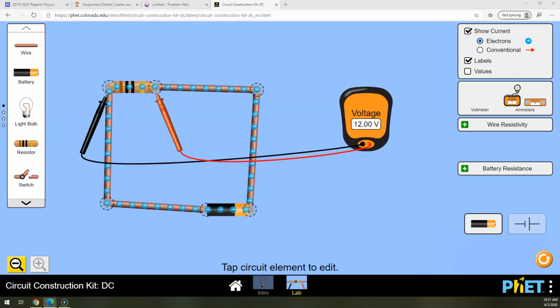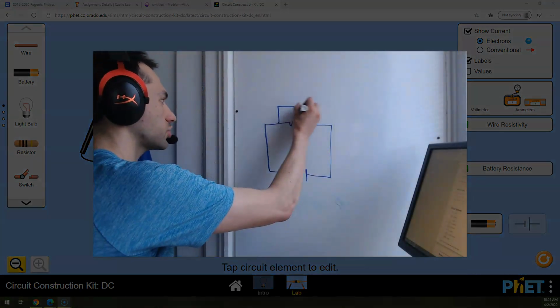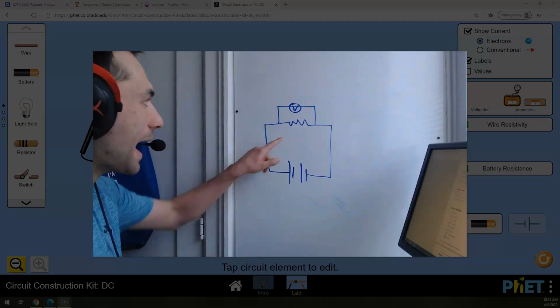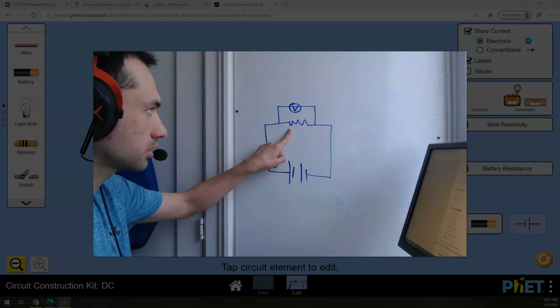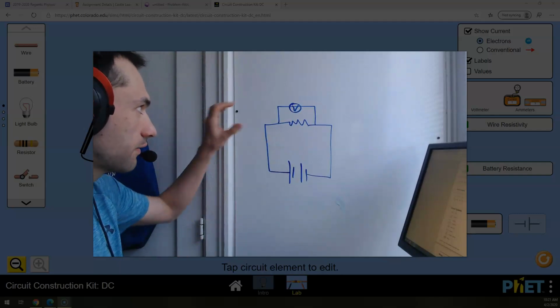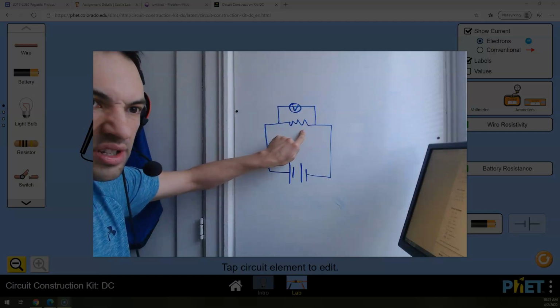Let's take a look at how I draw a voltmeter. If I want to measure the voltage on this resistor, I will put a voltmeter in parallel with my resistor. For voltmeters, I have to have the choice to go through the voltmeter or the resistor.